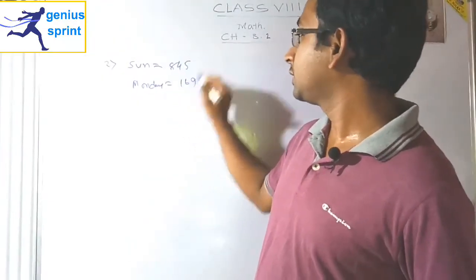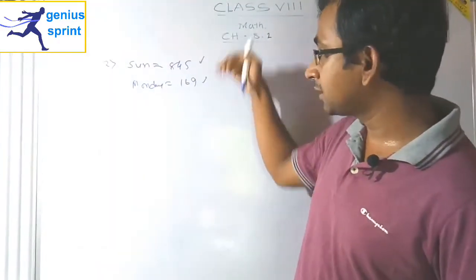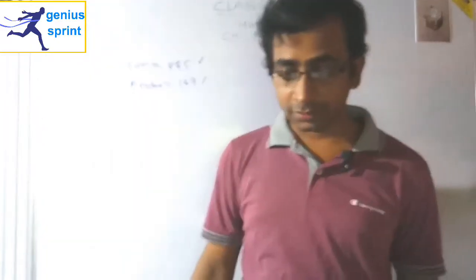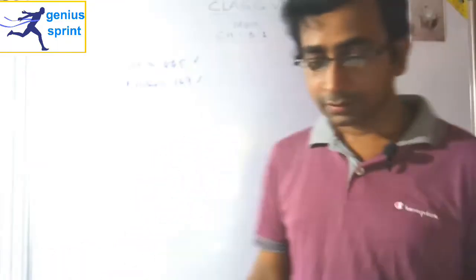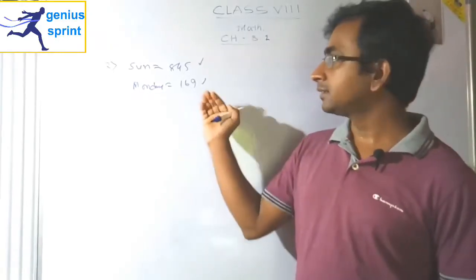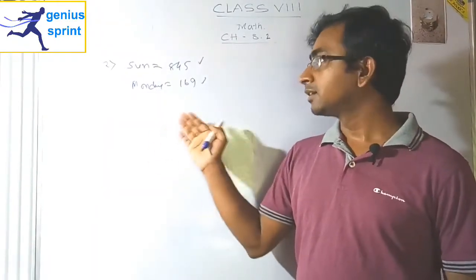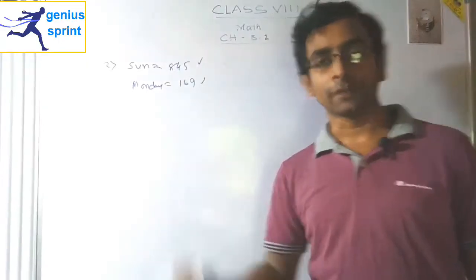169. See, it was 845 and now it is 169. That means people are reduced. So our question is what? Our question is, what is the percentage decrease in the people at the zoo on Monday? That means we have to find the decrease percentage. That means from Sunday to Monday, people decreased. So what percent of people is decreased? We have to find these things.